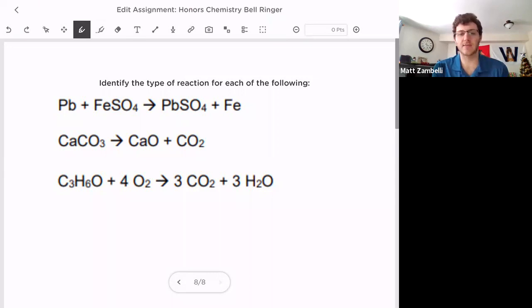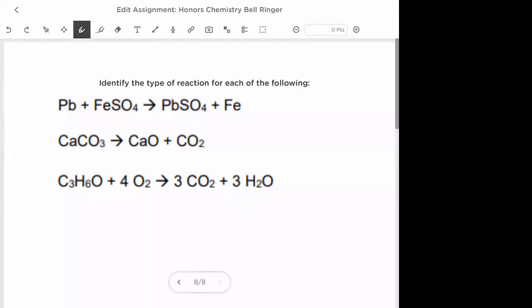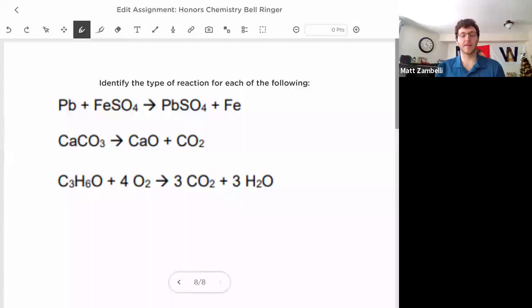What kind of reaction did we say this one was? Single replacement. Single replacement is perfect. And that's going to be a single replacement because we have an element, lead all by itself, and then we have a compound, which is iron sulfate. And the lead is replacing iron, and iron's just getting kicked out. It doesn't have anybody to go back to, so it's just going to be all by itself. So we end with a compound and an element, which is why we know it's a single replacement.